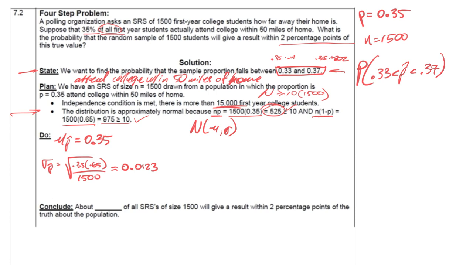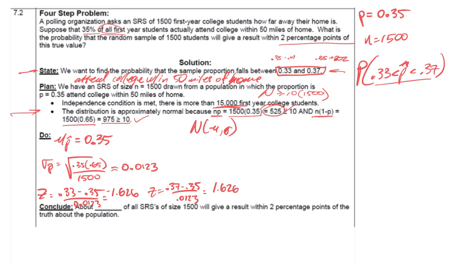Okay, so we want the probability that our sample distribution from this one sample of 1,500 students is going to fall between these two values. So we want to standardize it so we can use the z-table. So our lower bound is going to be 0.33 minus 0.35, lower bound minus mu, divided by the standard deviation. It's going to give us a z-value of negative 1.626. And our upper bound is going to be z equals 0.37 minus 0.35 divided by the standard deviation. It's going to give us positive 1.626.